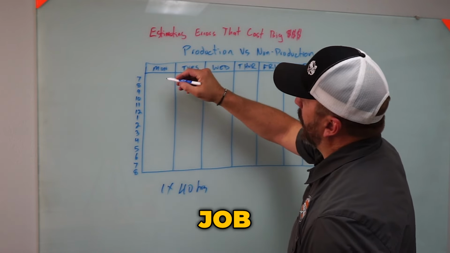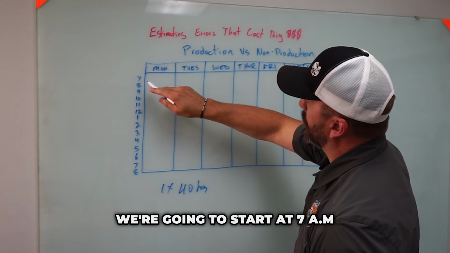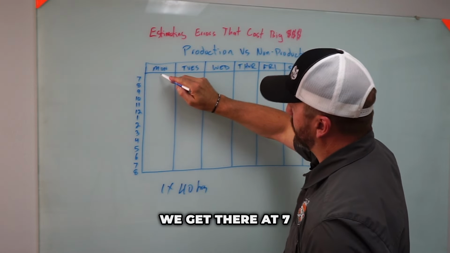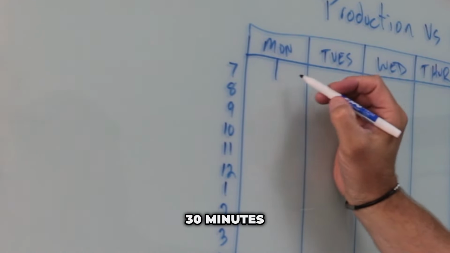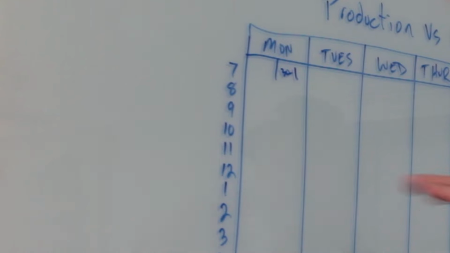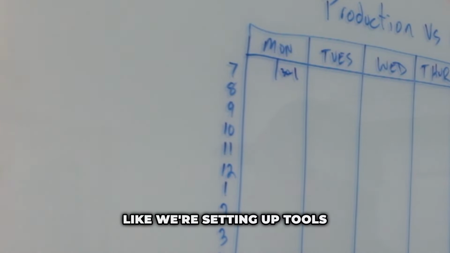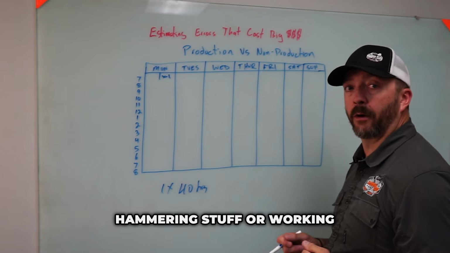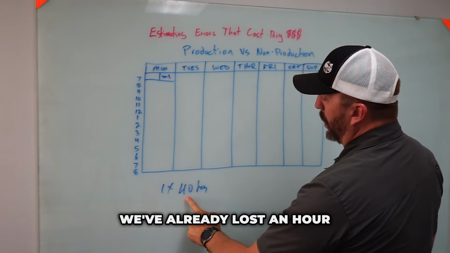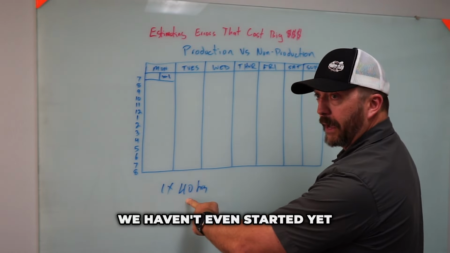When you go to the job, and let's just say, for example, we're going to start at 7 a.m. We get there at 7, but like the first hour or so, 30 minutes to an hour, it's actually setup time. Like we're setting up tools. We don't show up at 7 and then instantly start hammering stuff or working. We've already lost an hour of our 40 hours. We haven't even started yet.